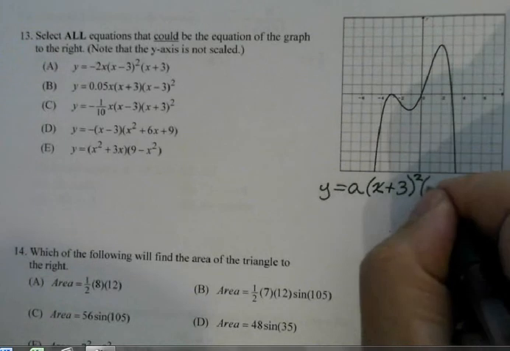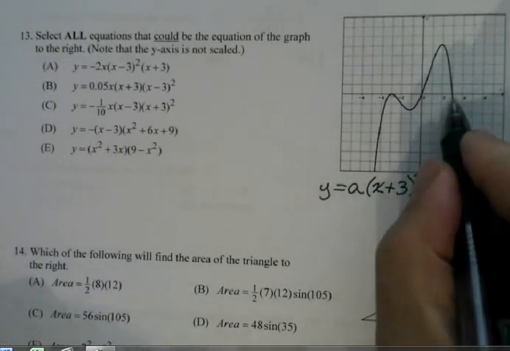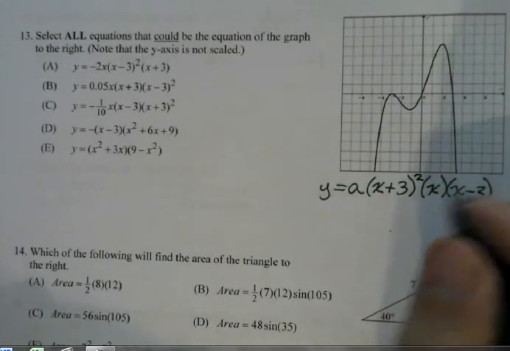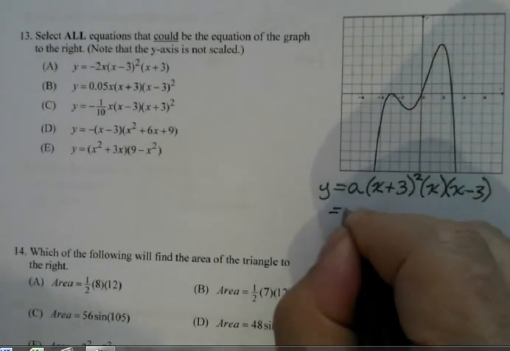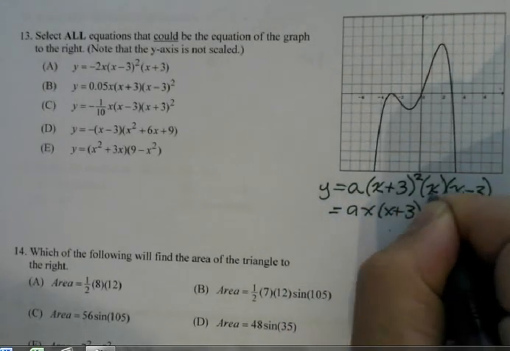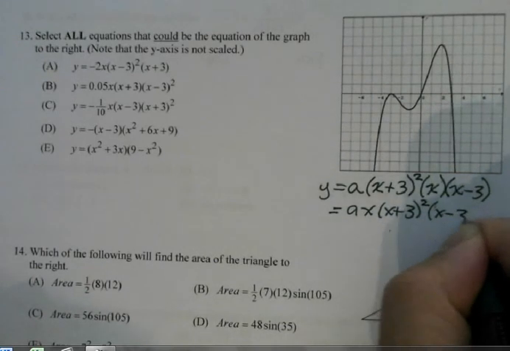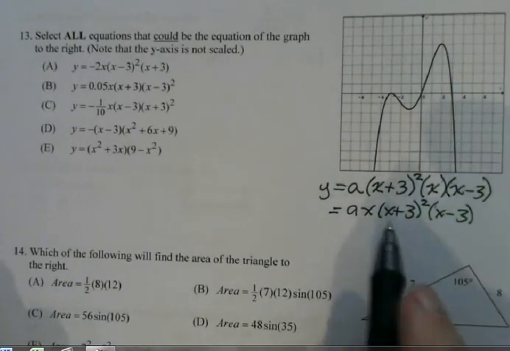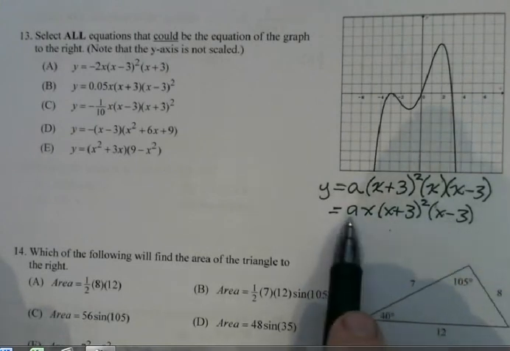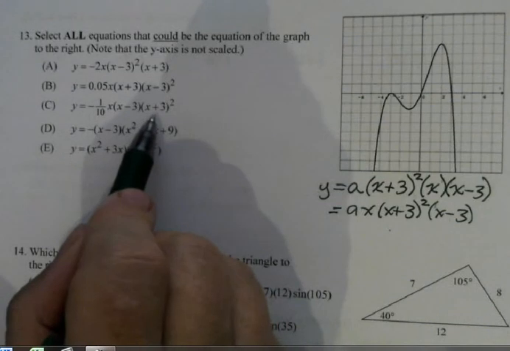At 0, I just get x, and then over here we have a single root, which is x minus 3. Now, usually you'll see these rearranged, so if there's an x term by itself, I'm just going to move it out to the front. So I want to look at something that has this form: x plus 3 squared, x minus 3, and the a being negative.